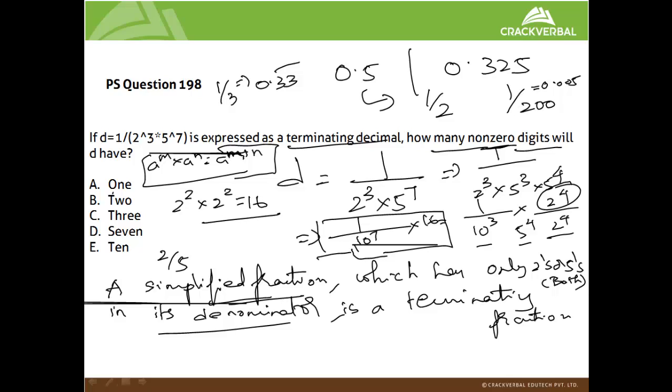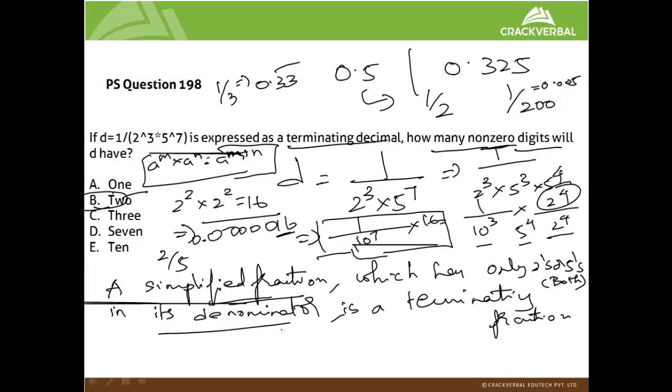So the answer has to be 2 non-zero digits, right? 16 will have only 2 non-zero digits and 7 zeros will be there. So you don't worry about zeros. Otherwise, if you are looking for the decimal representation, 16 with 7 zeros in the denominator means you should write 5 zeros here, since the two places are already covered by 1 6. So that is 0.0000016. So 5 zeros and 2 non-zeros, which is nothing but 16 here. So the answer has to be B, 2 non-zero digits.